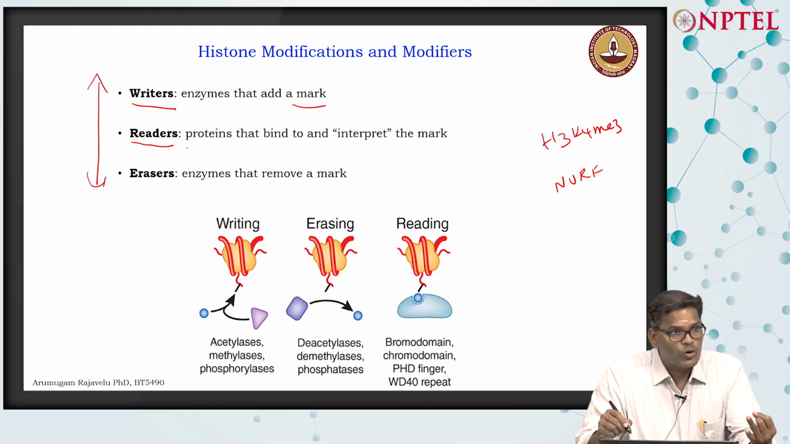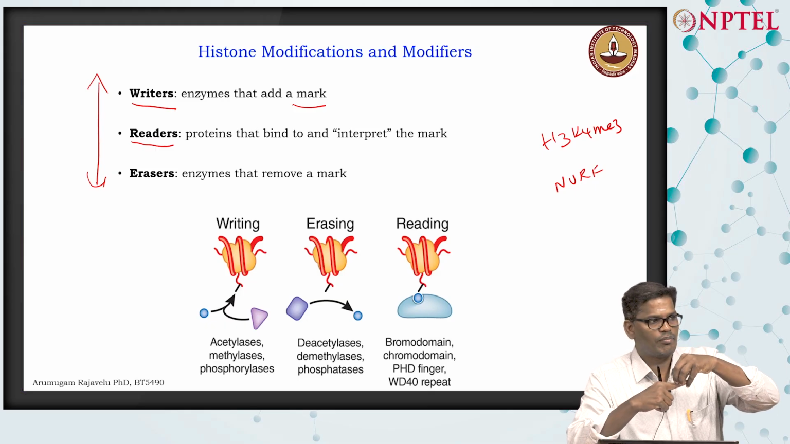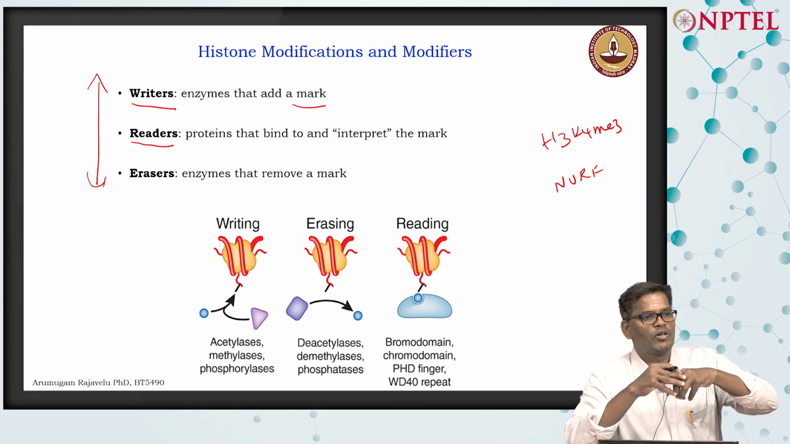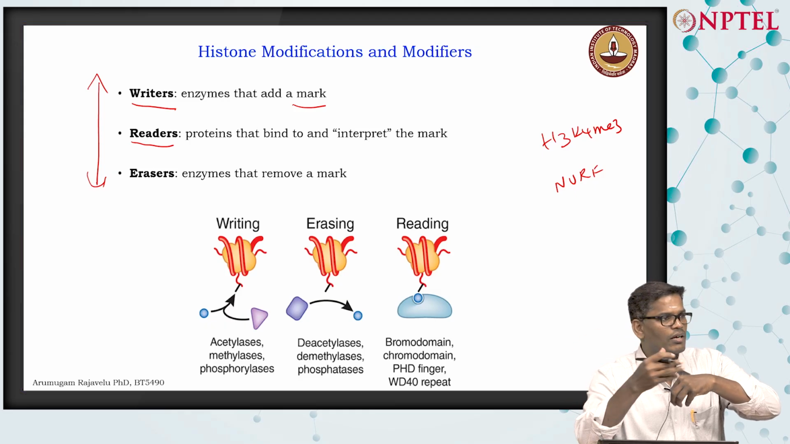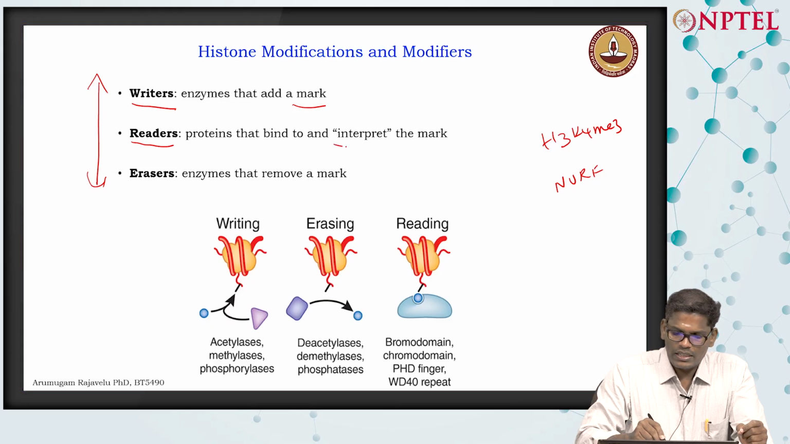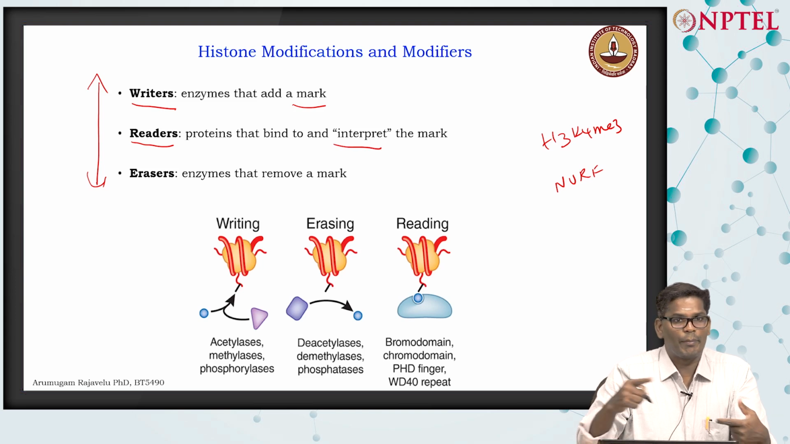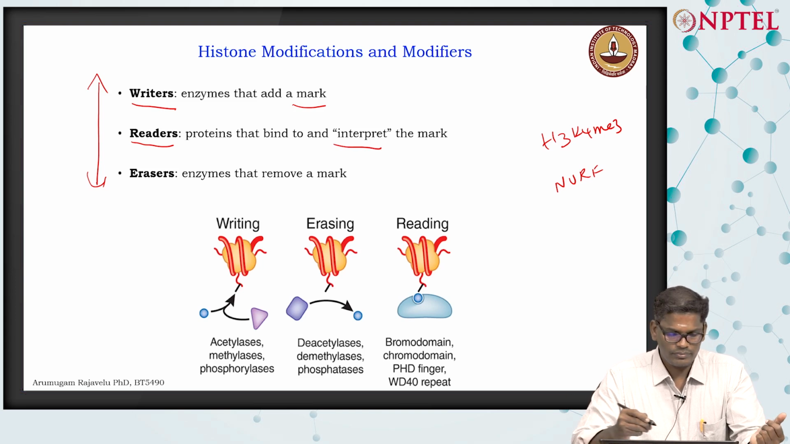Bromodomain, chromodomain, PHD domain, these are all epigenetic reader modules. So what does it do? It goes and binds to the modification, and this becomes a docking site for either activator or repressor complexes to come and bind. So basically that interprets the function, whether that particular nucleosome should be activated or repressed, or whether the nucleosome needs to be compact or relaxed.